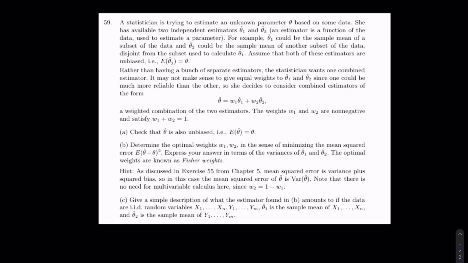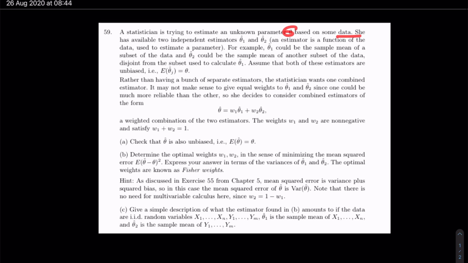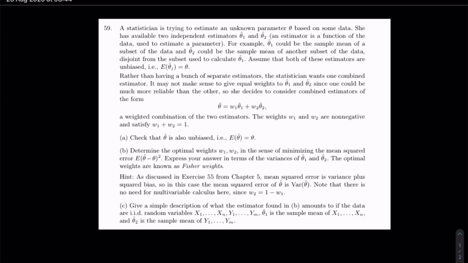So the statistician is trying to estimate an unknown parameter phi based on some data. She has available two independent estimators, y hat 1 and y hat 2. For example, we said the sample mean could be one of these estimators, it could be anything of interest. We are assuming that both of these estimators are unbiased, in the sense that the expectation of every iteration of the data yields phi.